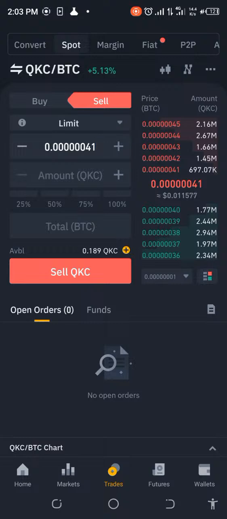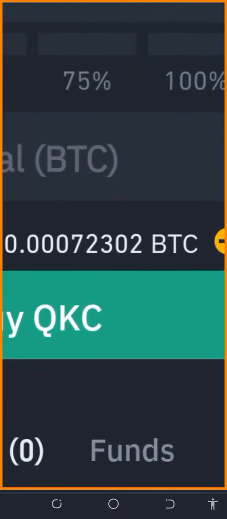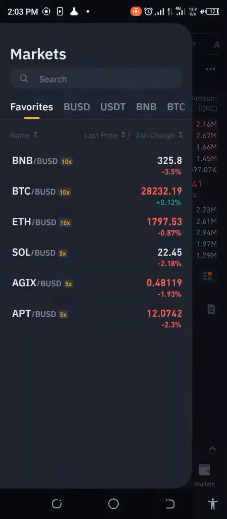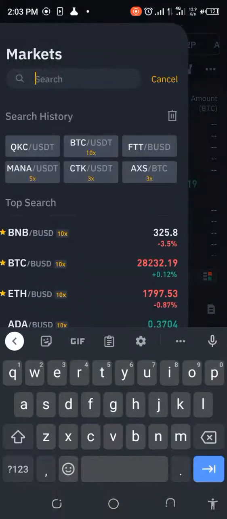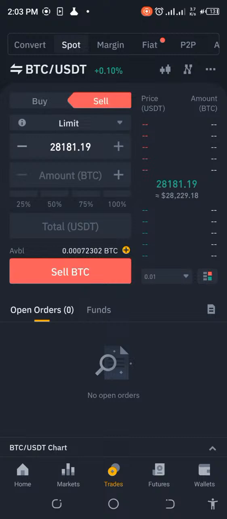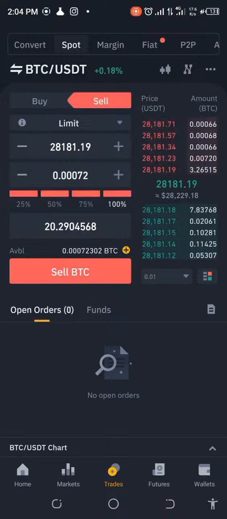All right, I'm back, and as you can see right now, we've already sold our QKC to BTC. So what do we have here? We've got 0.000722302. Awesome. So let's quickly go to BTC, USDT, and get this sold off. All righty. So now I'm just going to click on sell. What do we have here? We have 20.29. This is awesome.